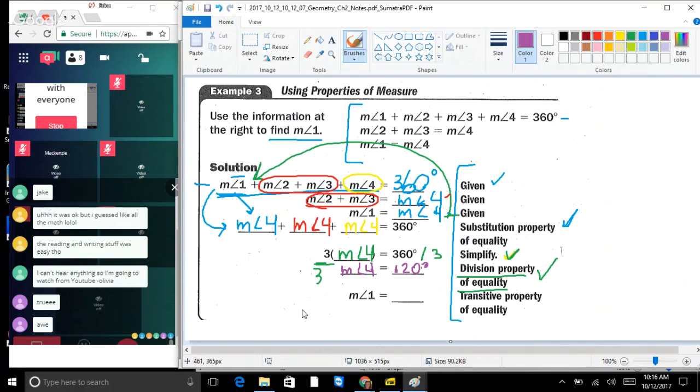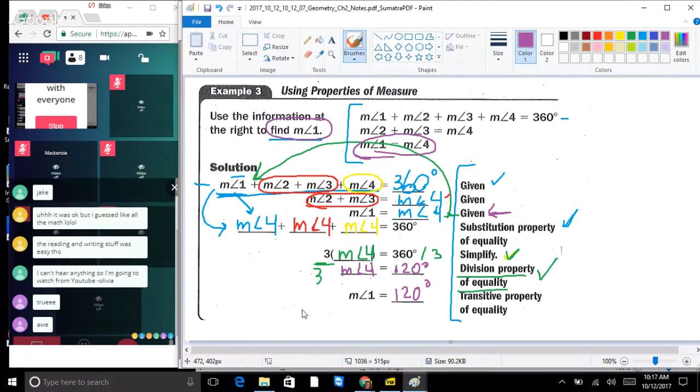But we're not there yet because what we're trying to do is find the measure of angle 1. What do we know though? We know that the measure of angle 1 is equal to the measure of angle 4, right? That's given way up here at the top. So because the measure of angle 4 is 120 degrees, and the measure of angle 1 equals the measure of angle 4, we can say that the measure of angle 1 is 120 degrees by the transitive property of equality.